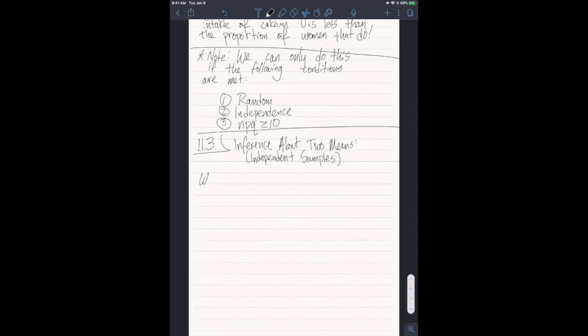So we can test if one population mean is greater than, less than, or not equal to another population mean.